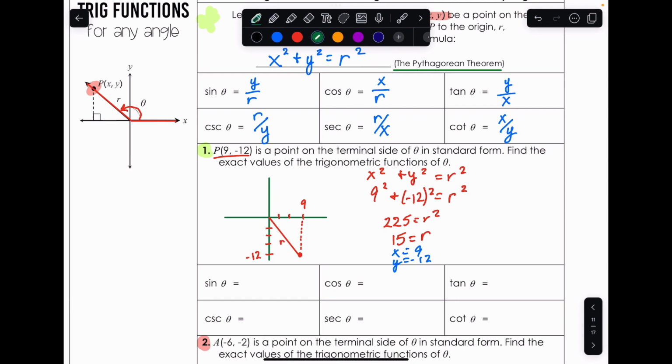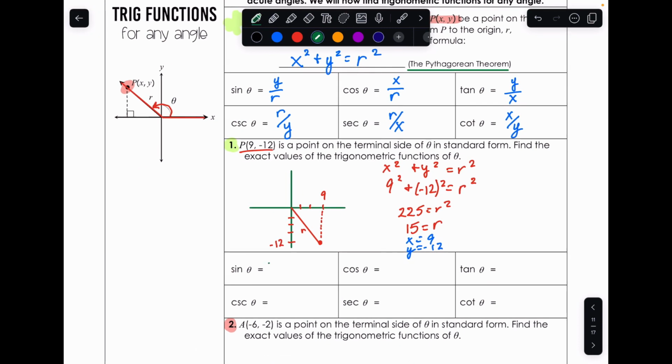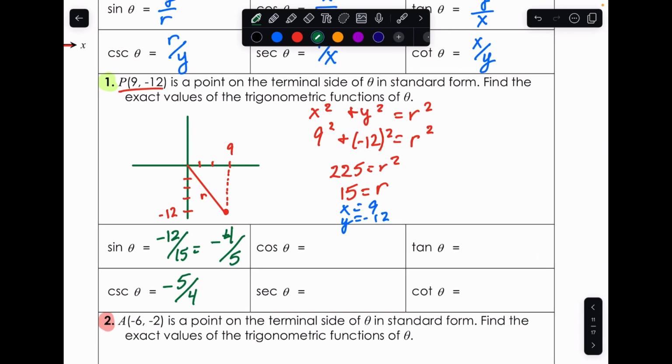Then I could just plug in information from here. Sine is y over r, so that's negative 12 over 15. Simplify that: negative 4 over 5. Find the reciprocal: negative 5 over 4. Cosine is x over r. Now we have a theta here, so if it gets confusing, I can ask what's the adjacent side to theta? That's going to be 9 over the hypotenuse, which in this case is 15. Simplify that, 3/5. Secant, the reciprocal, is 5/3.